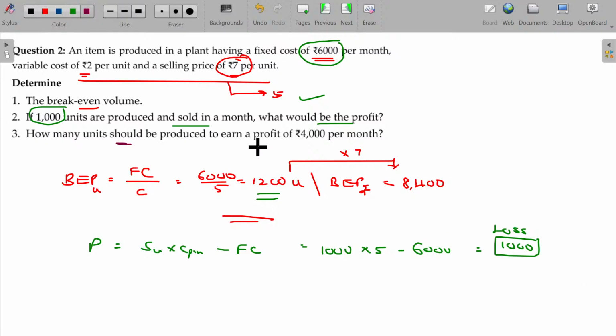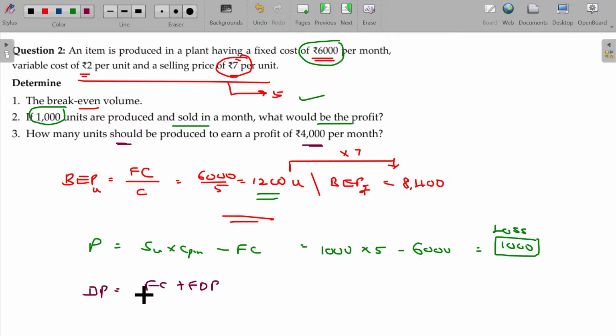Finally, how many units should be produced to earn 4,000 rupees? This is the desired profit case. In case of desired profit, what is the formula? Fixed cost plus desired profit. Don't study this chapter without studying the marginal costing chapter. Finish up marginal costing and come here. This is very simple. Okay.